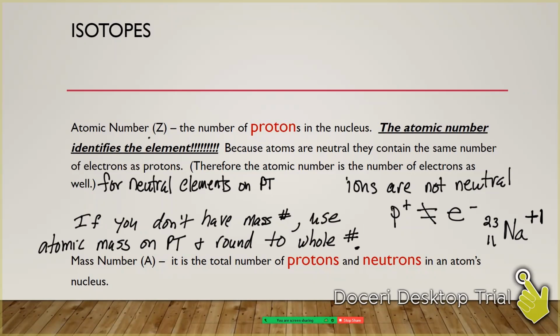So when you start working on your different practices, sometimes you'll have the mass number, or sometimes you'll have the number of neutrons, so you can get the mass number. But sometimes you don't, so you'll have to look at your periodic table. So like if we're looking at element number 11, which is sodium, 22.989, I would round that to 23 and use that as my mass number. So you kind of only do that as a last resort.